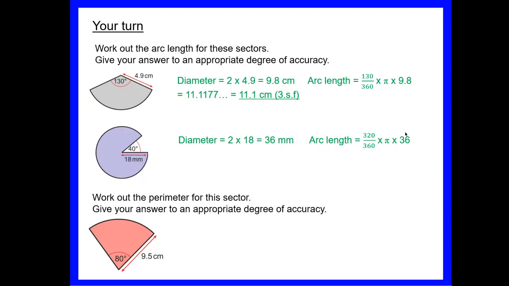So we did 360 minus 40, because we don't want the 40 there, which is 320 out of 360 times pi times our diameter of 36, which is 100.5309, and 101 millimetres to 3 significant figures.